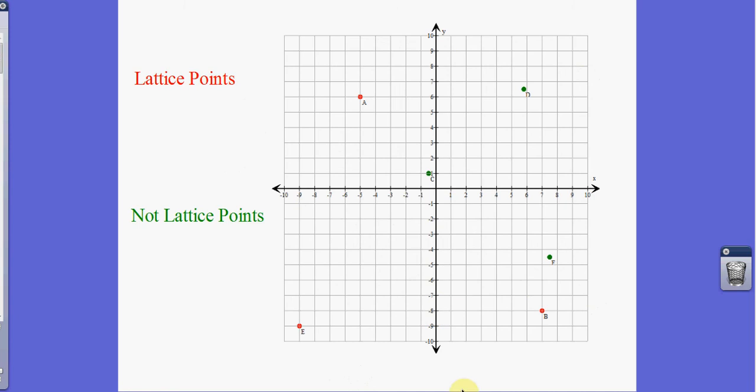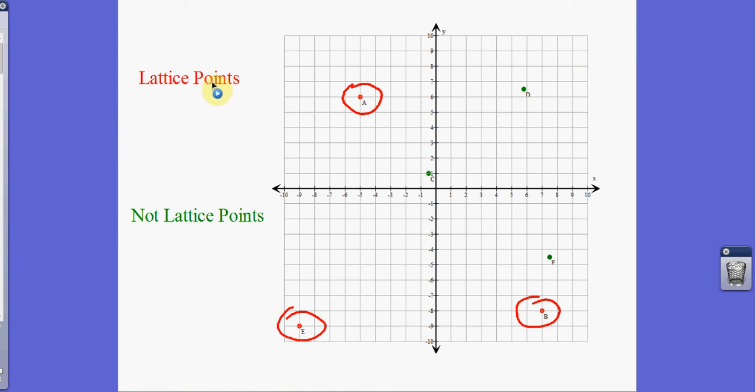Now, as you can see here, the points that I have in red, and I'll circle them: A, E, and B. You can see that they're right on a place where the grid lines cross. They're kind of like in the corner of a box. Those are my lattice points. They're called lattice points because the coordinate system looks like lattice work that you would see around a porch, and that's what we call these points that hit right where the grid lines connect.